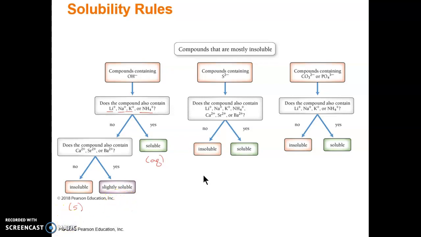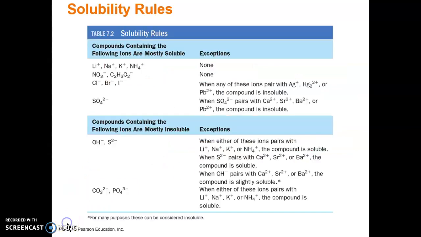All right, then we have compounds containing sulfide. You have to look first to see if they're with any of these. If yes, they're soluble. If no, they're insoluble. And then we have carbonate and phosphate. Are they with the lithium, sodium, potassium, or ammonium? Yes, soluble. No, insoluble. So table 7.2 in your book sums up these rules for you. Take a look.